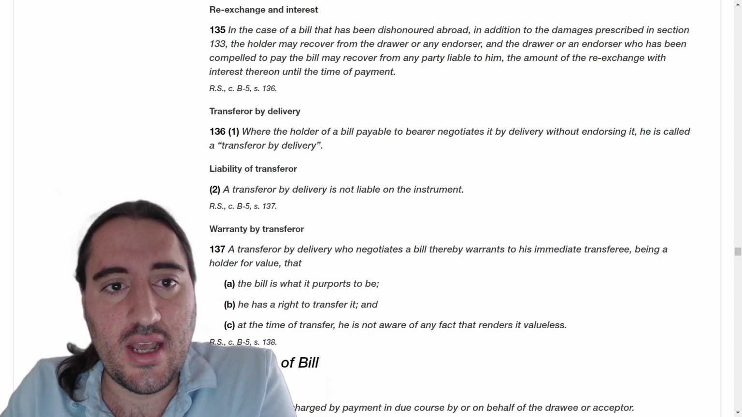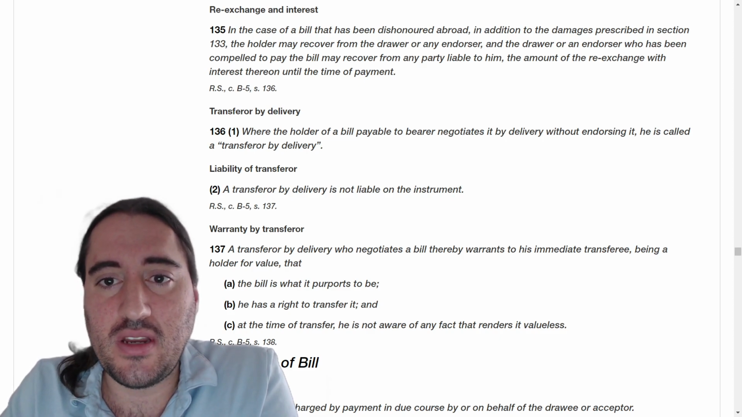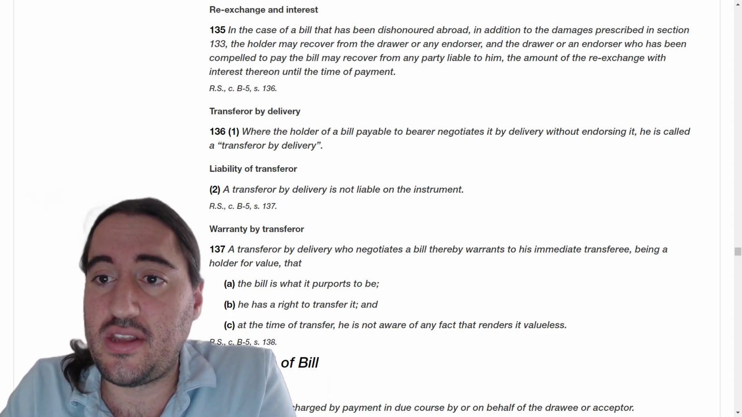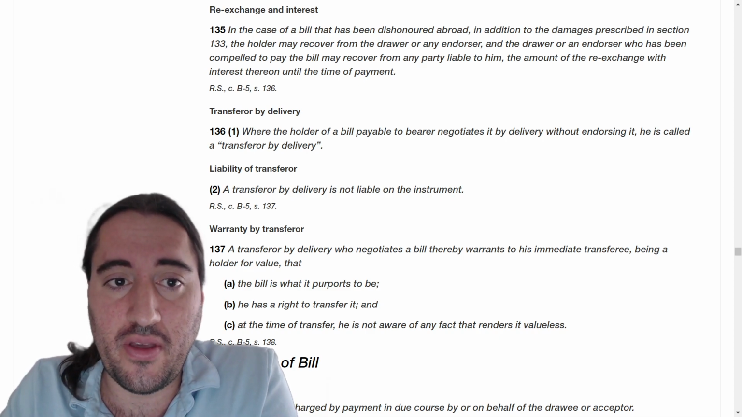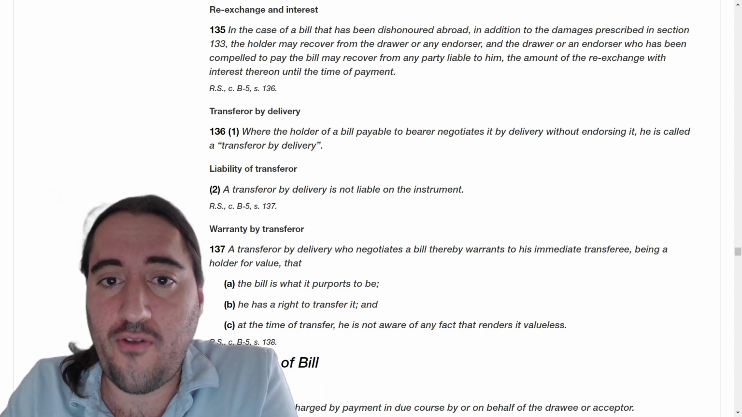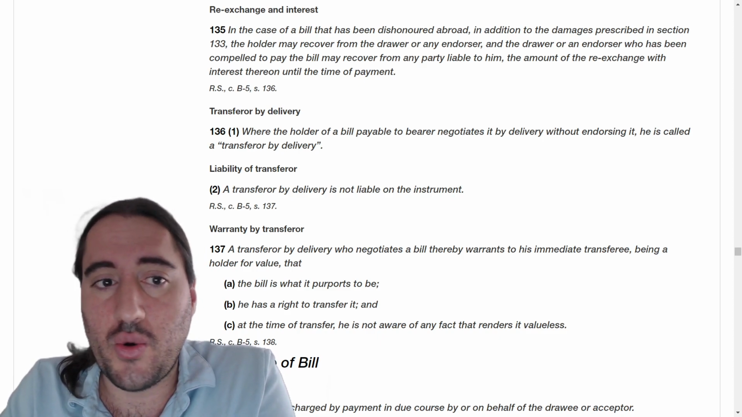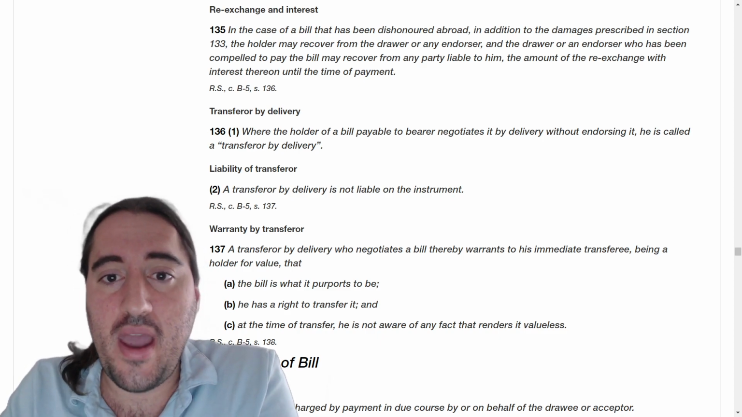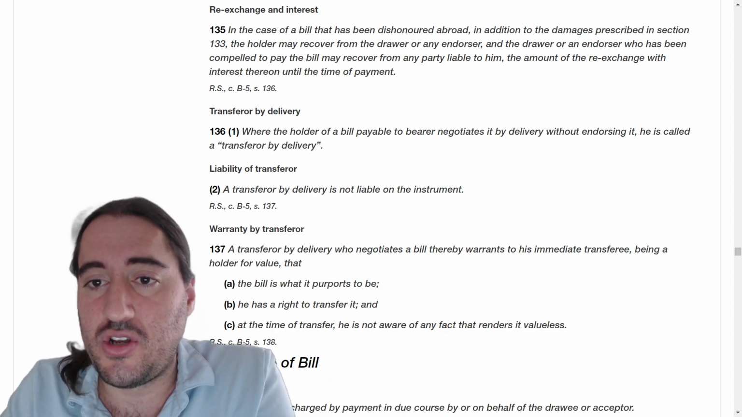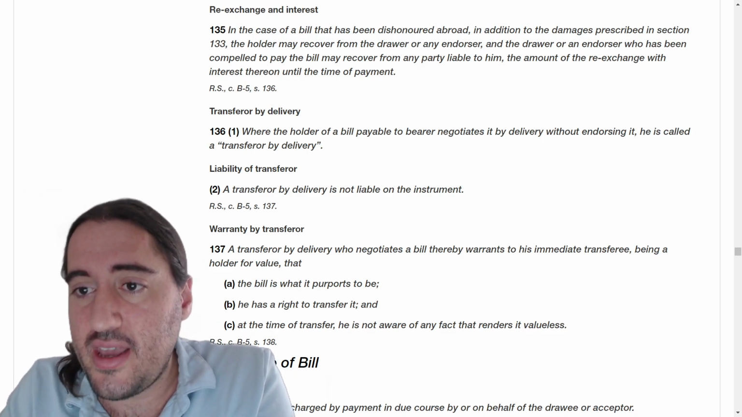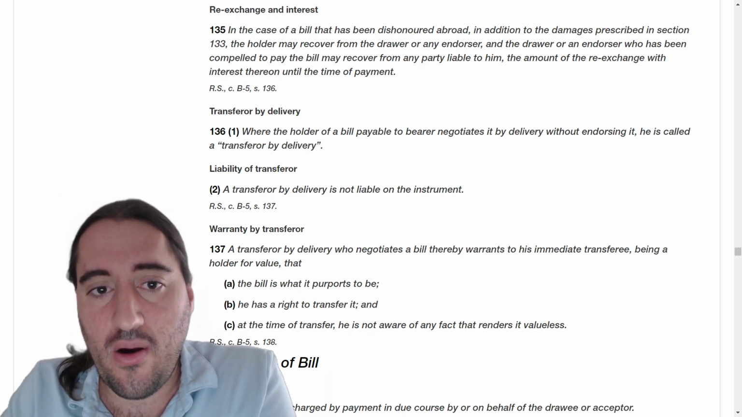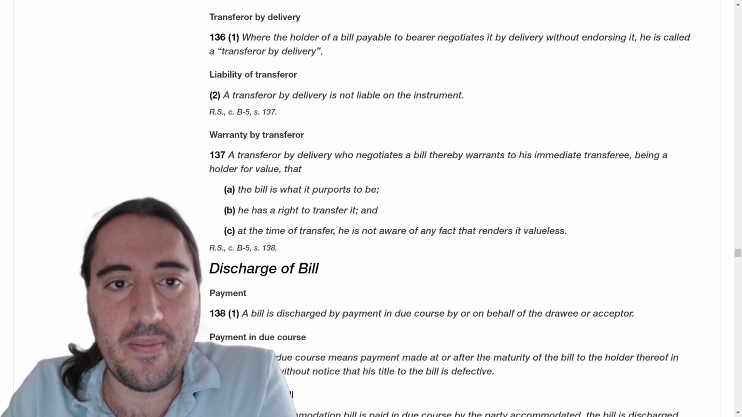Re-exchange and interest. In the case of a bill that has been dishonored abroad, in addition to the damages prescribed in section 133, the holder may recover from the drawer or any endorser, and the drawer or an endorser who has been compelled to pay the bill may recover from any party liable to him the amount of the re-exchange with interest thereon until the time of payment.